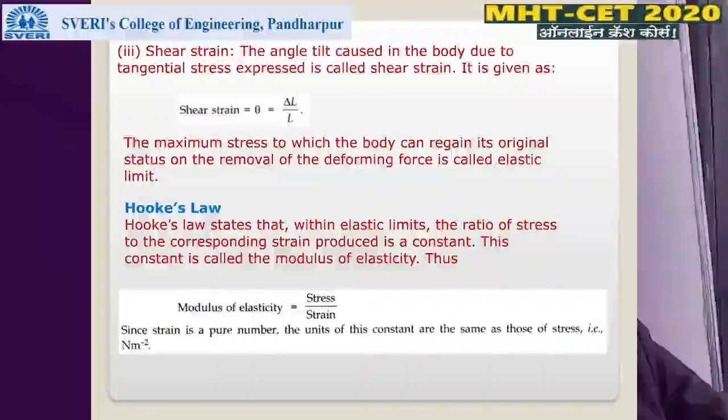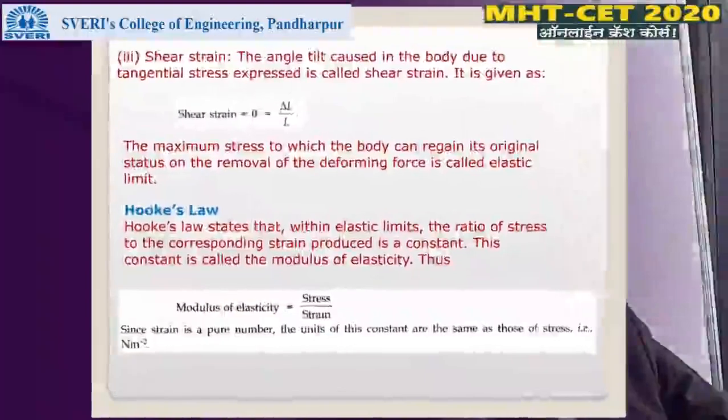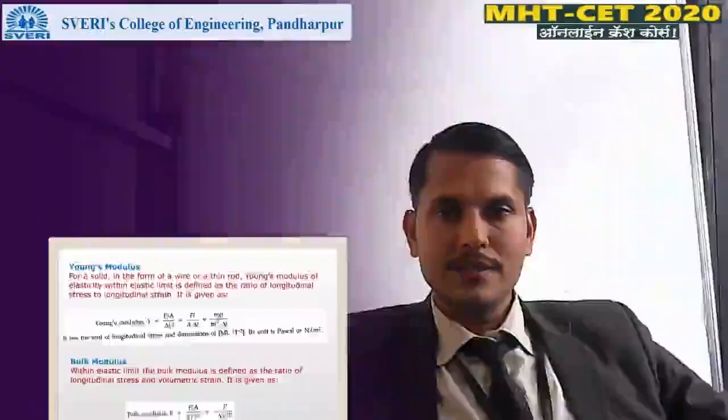So within elastic limits the ratio of stress to the corresponding strain produced is a constant. This constant is called as modulus of elasticity. So let us move to the next slide.